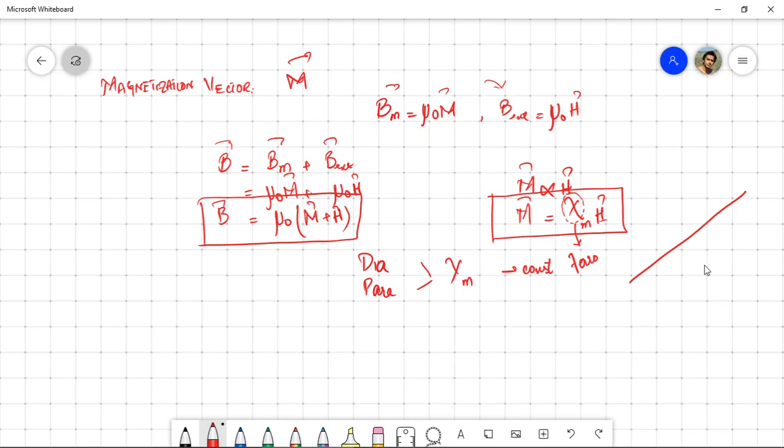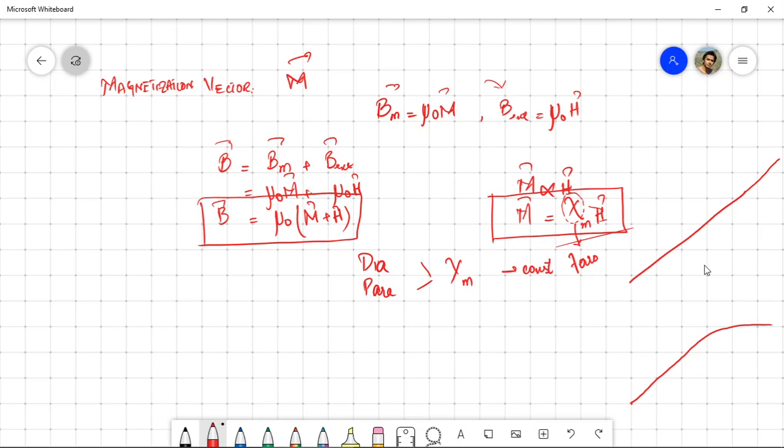So he's saying that in diamagnetic and paramagnetic materials, the relationship between the magnetization vector and the externally applied magnetic field intensity will always be linear, just like this. But in ferromagnetic material, the value of magnetic susceptibility will not be constant, and as a result this relation will not be linear. It will be linear to some extent, but after reaching saturation this linearity will be converted into non-linearity.